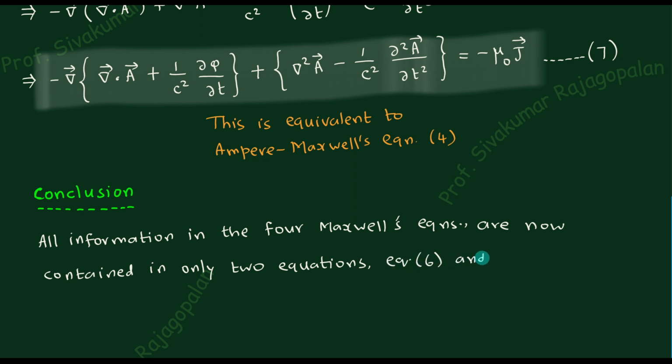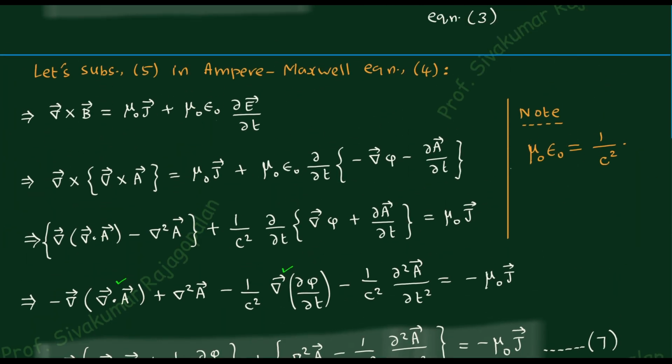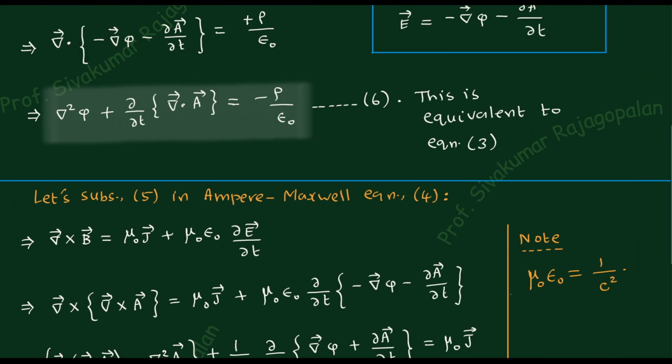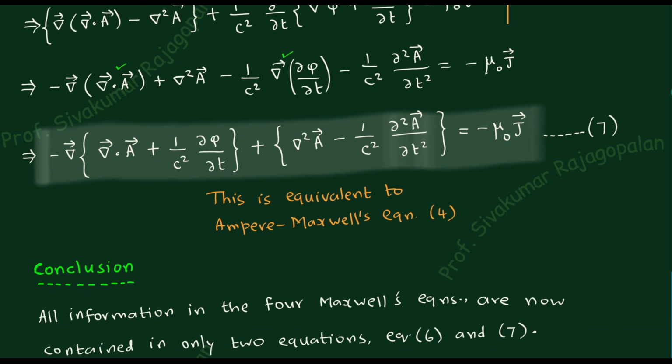Equation number 6 and 7 means what? Whatever we have just now got. The one which is 7 there, and then you can always see equation number 6 that was there. This one, you have this equation. So these two equations contain all information from the four Maxwell equations.